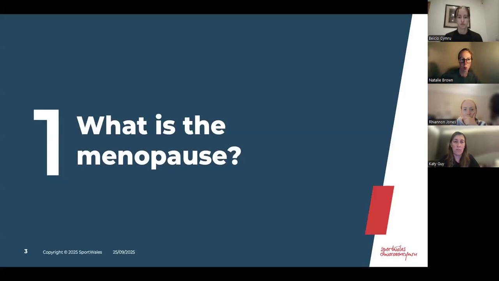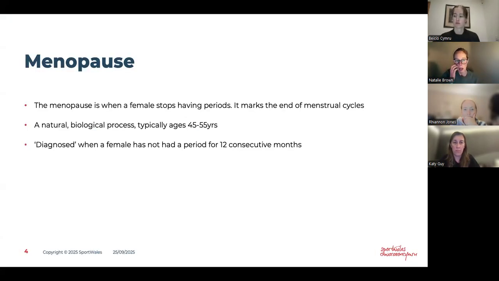In terms of what is the menopause, the menopause is when a female stops having periods. It marks the end of having menstrual cycles. It is diagnosed, or stated, when a female has not had a period for 12 consecutive months. That's the point where we say that they've reached menopause. It's a normal, natural, biological process that occurs typically at an average age of 45 to 55 years. So that's just a starting point.